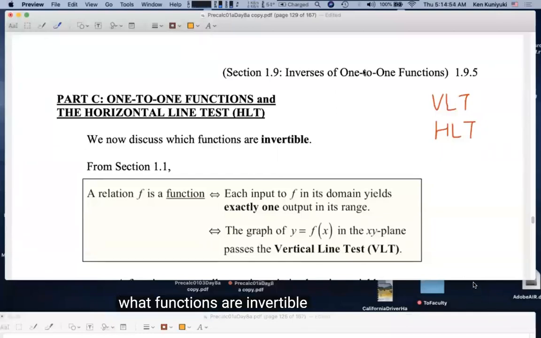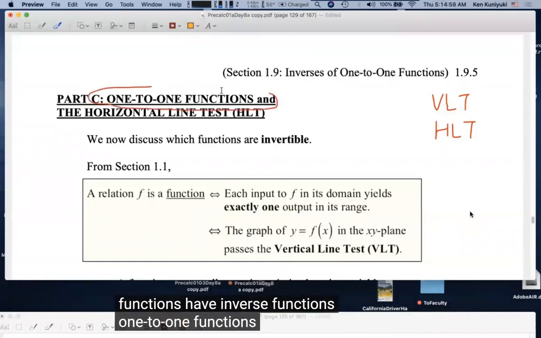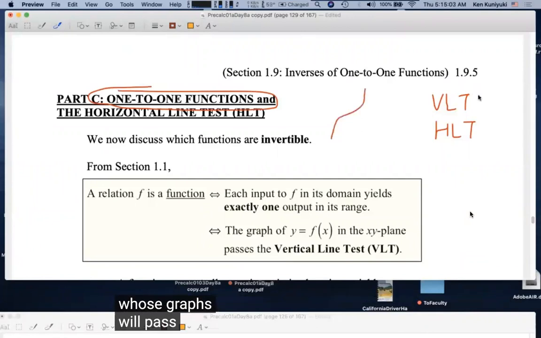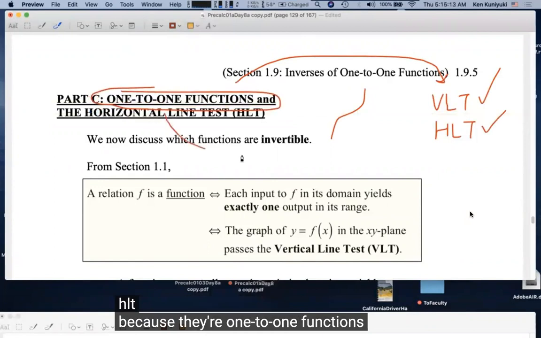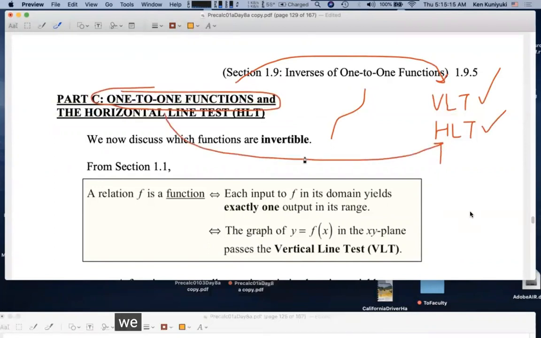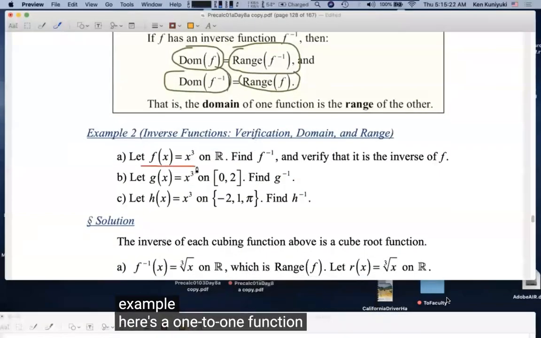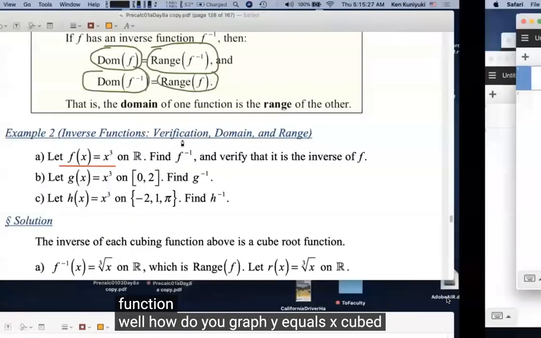What functions are invertible? What functions have inverse functions? One-to-one functions. These are functions whose graphs will pass both the VLT, because they're functions, and also the HLT, because they're one-to-one functions. We love these kinds of functions. So for example, here's a one-to-one function, the cubing function. Well, how do you graph y equals x cubed?